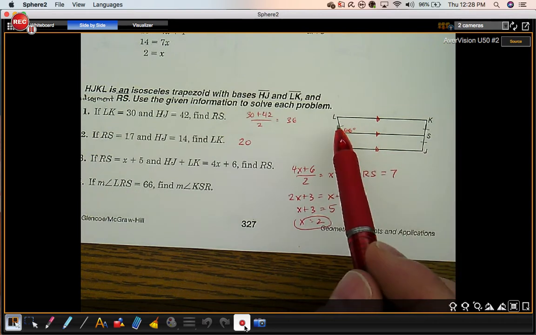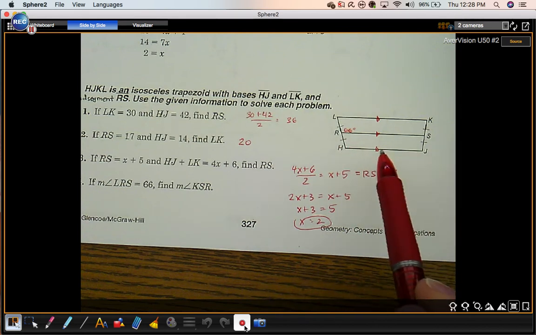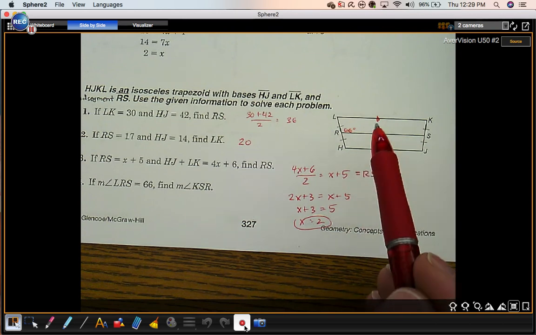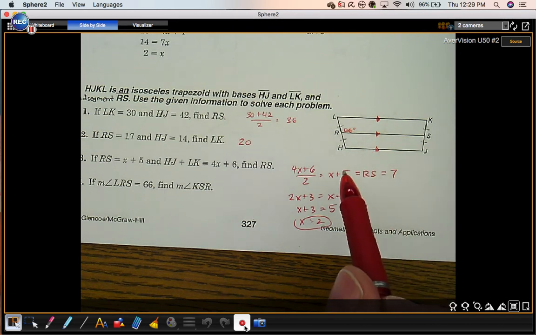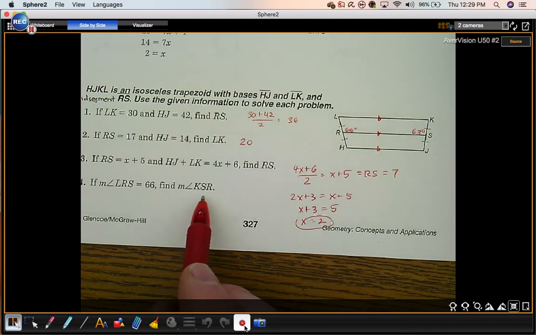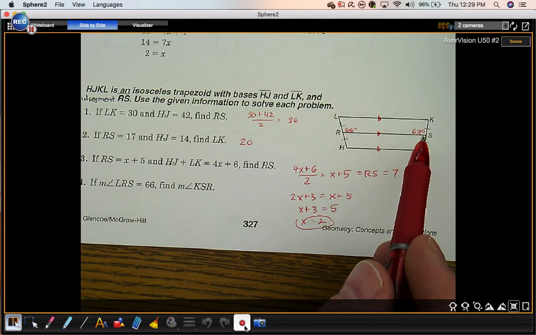And if you look at the marks here, this is an isosceles trapezoid. So is this one. So when you have an isosceles trapezoid and you draw a midsegment through it, you actually get 2 new isosceles trapezoids. And the angle they're looking for, angle KSR, is that obtuse? Yeah, that is the obtuse angle.